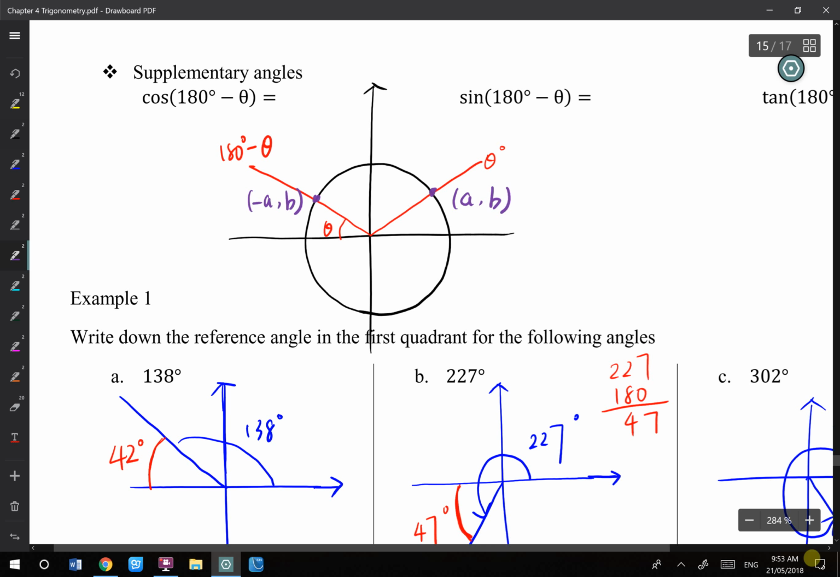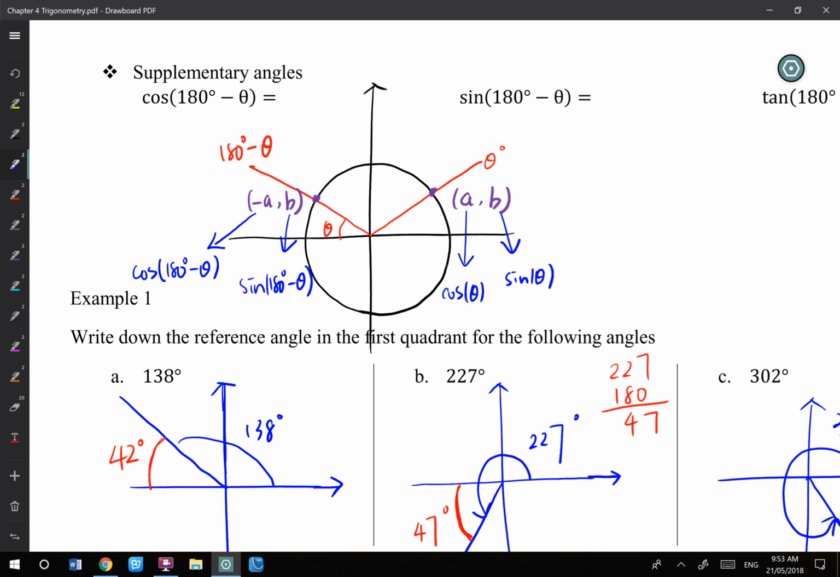So what I can see here: A is cosine theta, right? B is sine theta, right? Minus A is cosine 180 minus theta, and B is sine 180 minus theta. Because it's the definition for the unit circle. How do we define sine and cosine? The x intersection is the cosine, the y intersection is the sine.